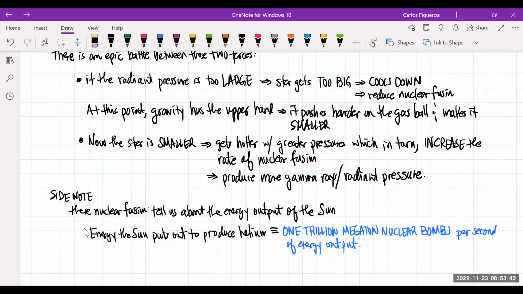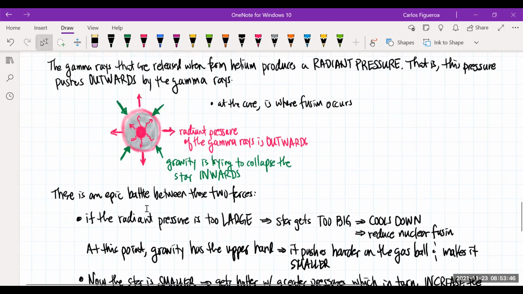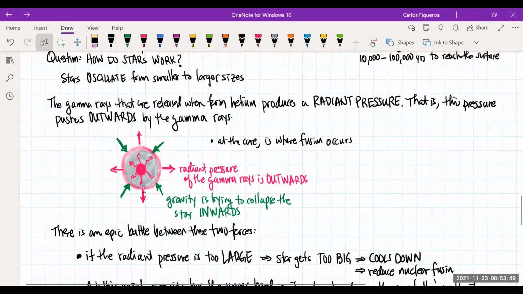But you might say, well, come on, Carlos, I don't see the sun exploding. You're right, because gravity is holding it all in. So gravity is containing all of that energy.